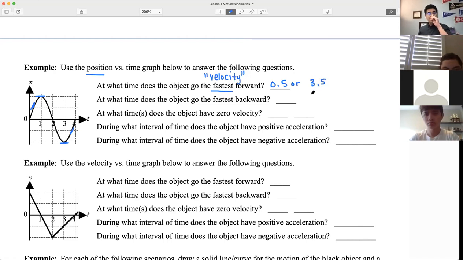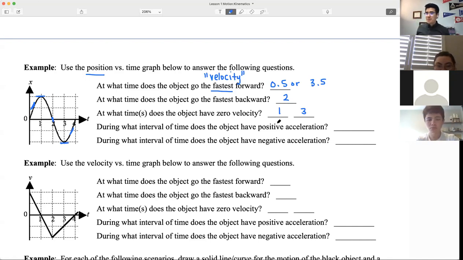Then if it asks when the object goes backwards the fastest, that's where it is sloped down the most. Where is it sloped down the most? I think right here, right in the middle at 2. So somewhere in this range, at 2. At what point does the object have 0 velocity? 1 and 3, right? That's where the tangent line is flat. It has no slope.